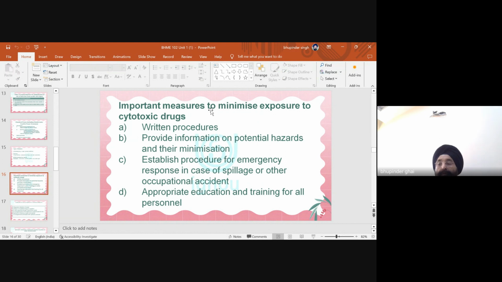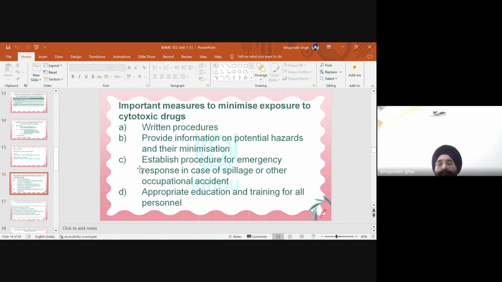So if a normal person is exposed to a cytotoxic drug, it will have a detrimental effect on the health. So what are the measures to be taken in case of exposure to cytotoxic drug? There should be a written procedure on how the cytotoxic drugs should be used, how they should be stored, and what should be done in case of exposure. There should be laid down procedures for all the things. Second is provide information on potential hazards and their minimization. That means everybody should be aware of the hazards of cytotoxic drugs and how to minimize them.